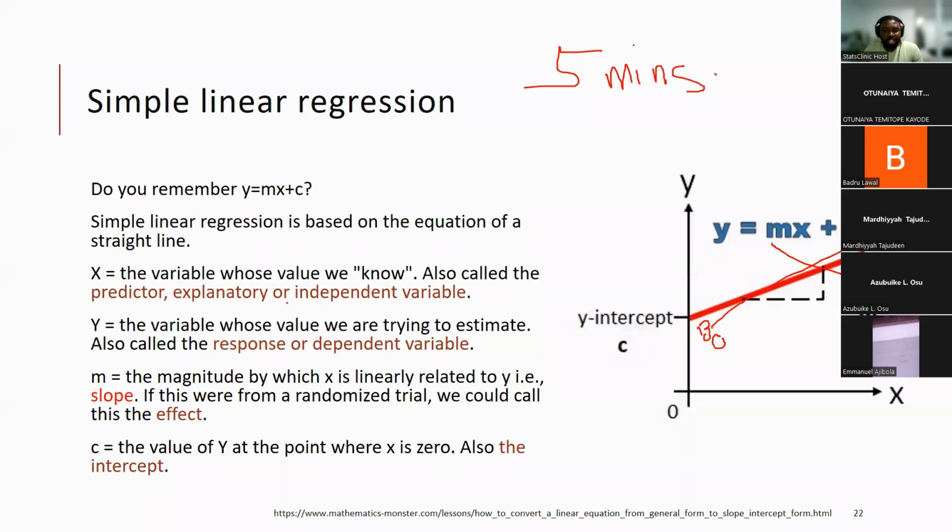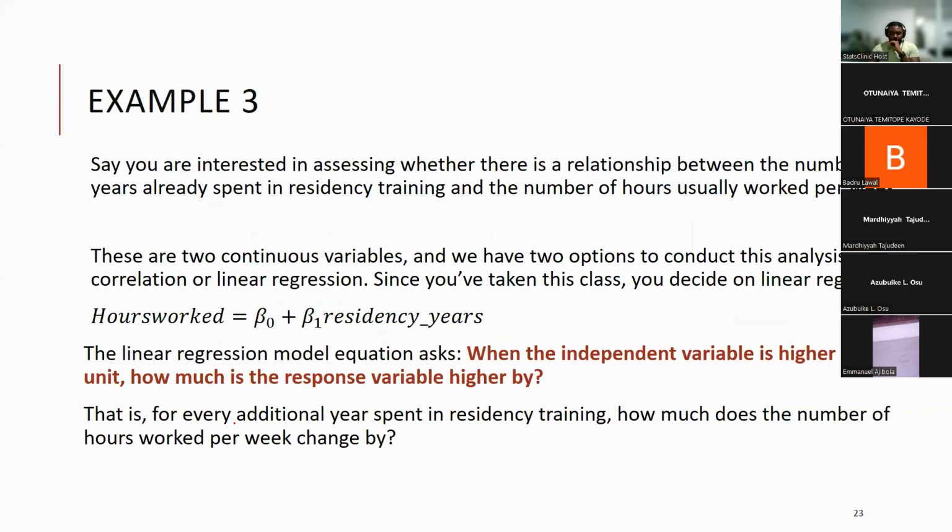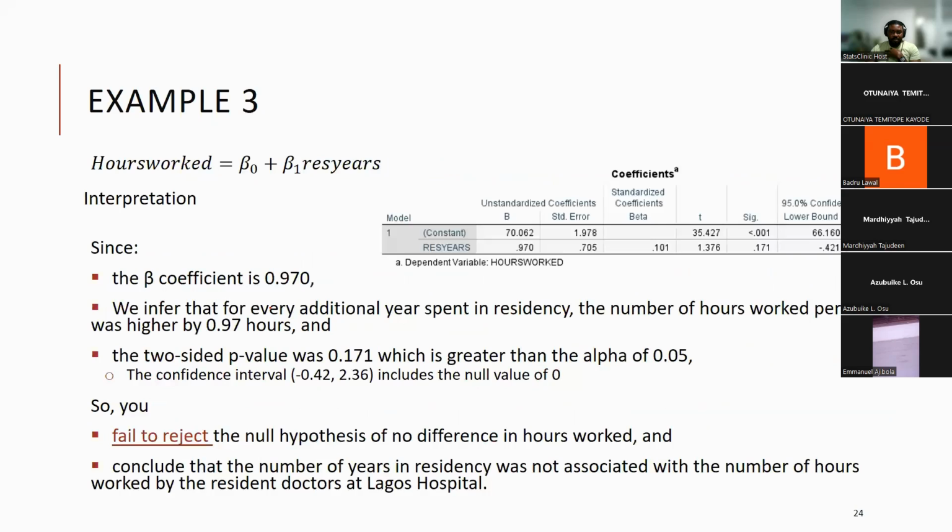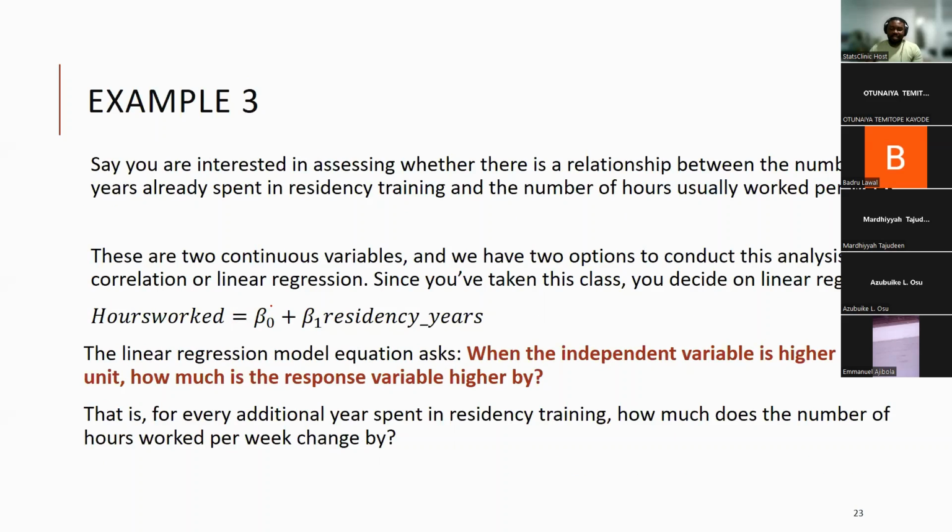We earlier talked about predictor, explanatory, independent variable. We talked about response or dependent variable, the slope, which is also the effect, and the intercept. Okay, all right. So we can take this example, or we can keep going and talk about other things. All right, let's take this example.